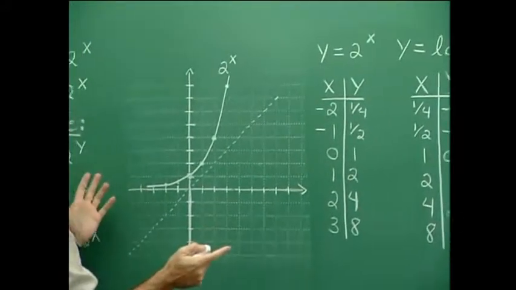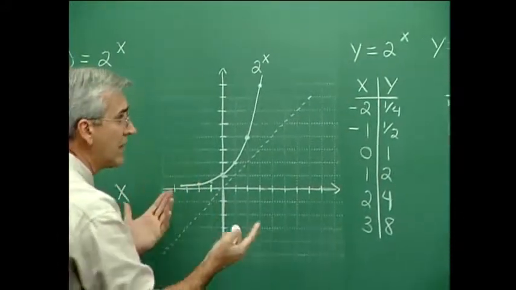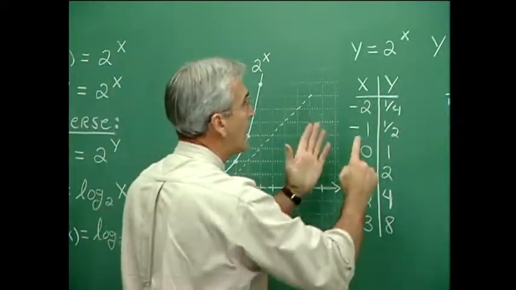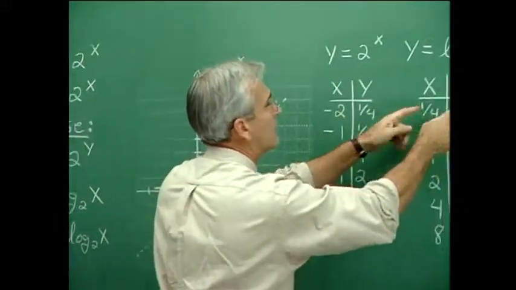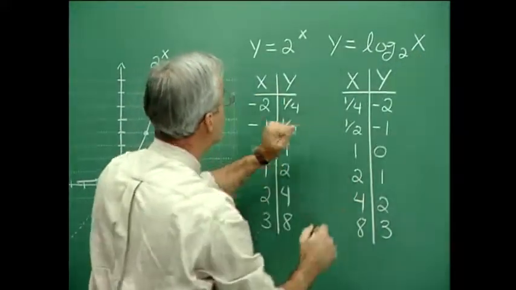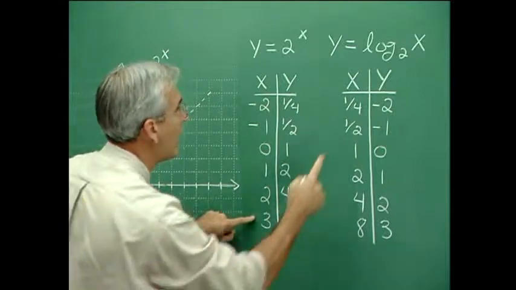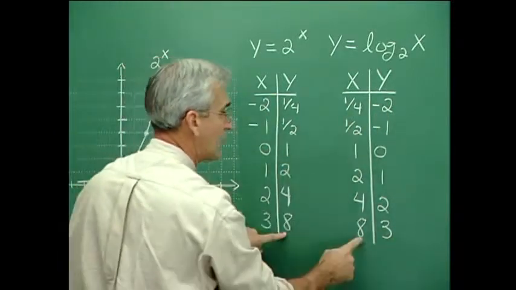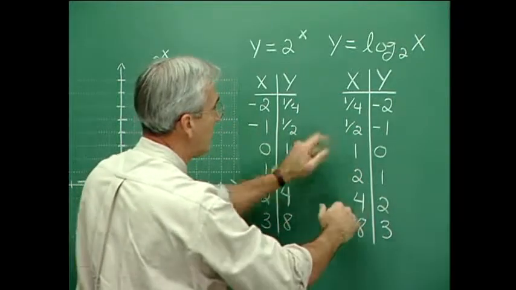These points were plotted to get this graph. All I have to do to generate the graph of the inverse is to simply swap the role of x and y here. So I can make a table of values for the inverse function just by taking the x column here and writing it as the y column, and the y column here and writing it as the x column here. And then plot the points.